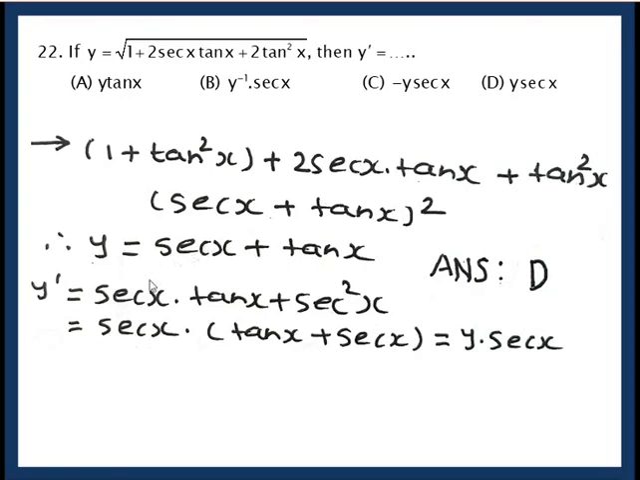Differentiate. Derivative of sec is sec tan, derivative of tan is sec sec, that is sec square. So take sec common. So to get in bracket tan plus sec, which is y sec x. Why? Because tan x plus sec x is nothing but y. So the correct option is D, Delhi.